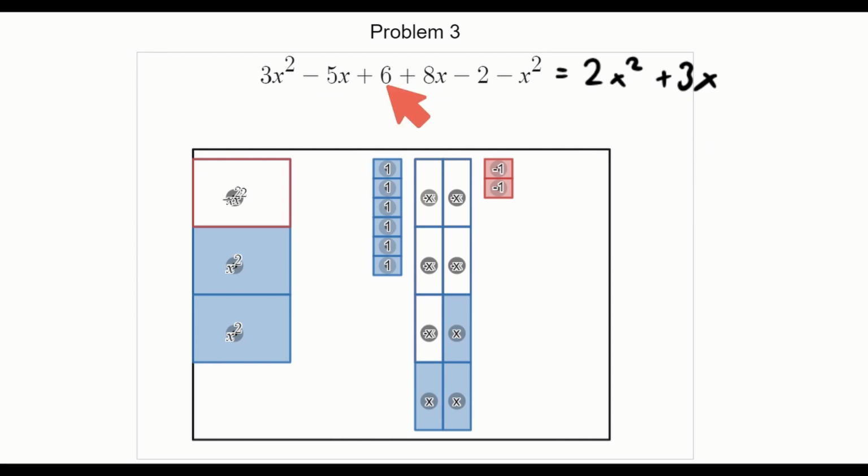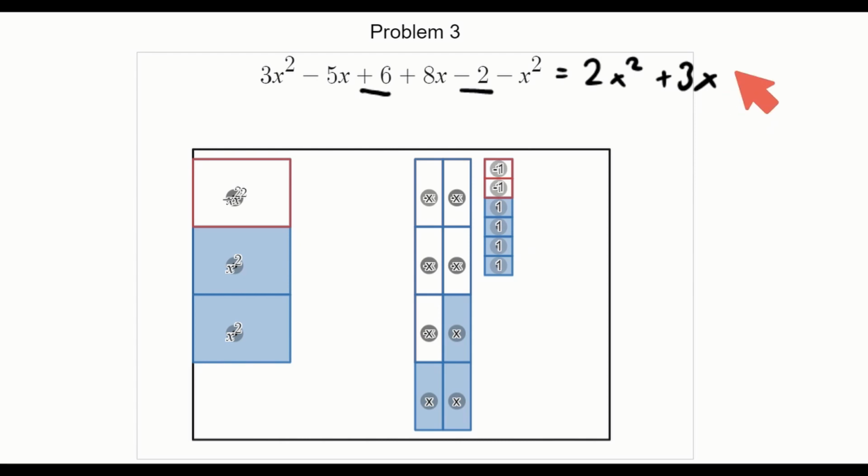Now let's combine our 1's. We have 6 squares and then 2 red squares. 6 and negative 2, these are going to cancel out, and we're left with 4 left over, plus 4. So our final answer is going to be 2x squared plus 3x plus 4.